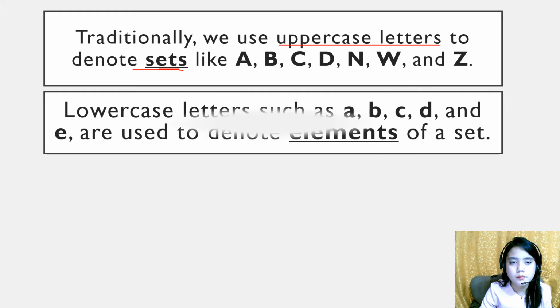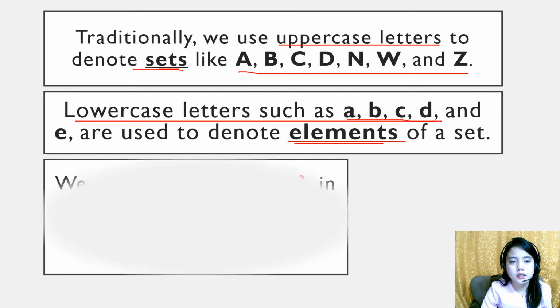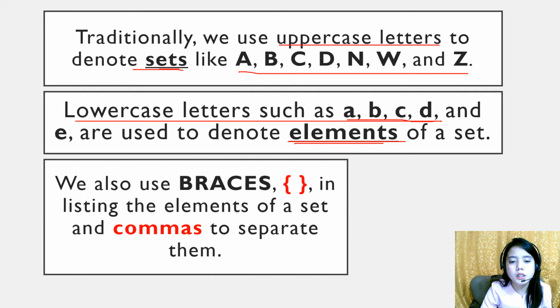Example. Okay, later pa ang example. Lowercase letters such as a, b, c, d, and e are used to denote elements of a set. So, kung set imong isulat, big letters. Pero kung elements, katung mga nasa sulod, okay, small letters imuhang isulat. Okay. We also use braces. Kana siya, murag parenthesis, pero mura siya pinakatay, diba? Braces ang tawag ana, in listing the elements of a set and commas to separate them.